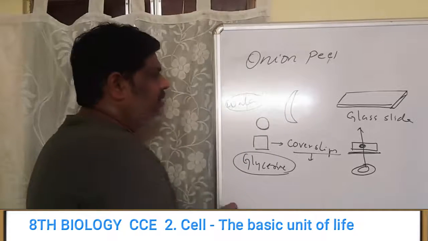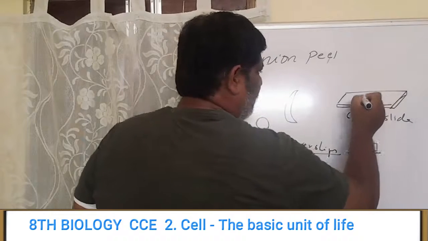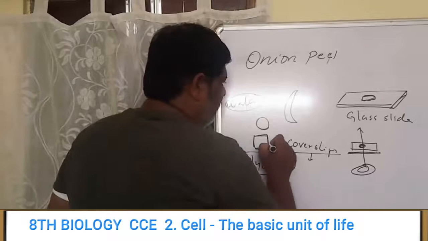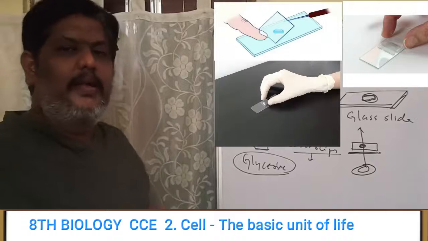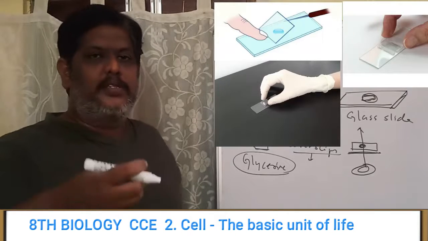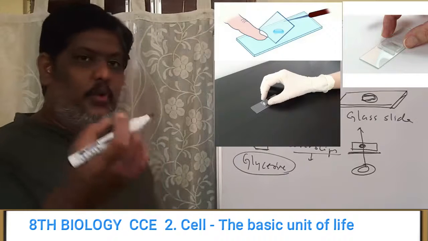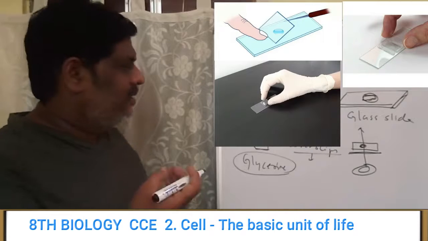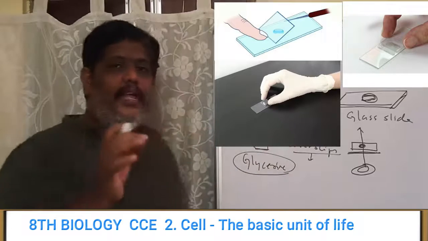Then we'll keep the onion peel on the glass slide. Okay, before that, pour one drop of glycerin, or you can pour one drop of water, and make sure that the water or the glycerin does not have any air bubbles, because air bubbles again become an interruption to watching the cells. They look very big in size and occupy a lot of space on the area where we are going to check the cells. So make sure there are no air bubbles.